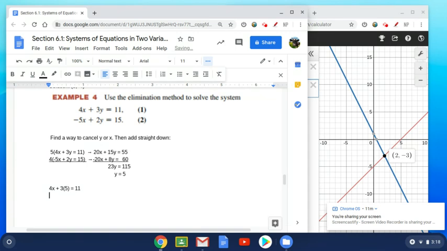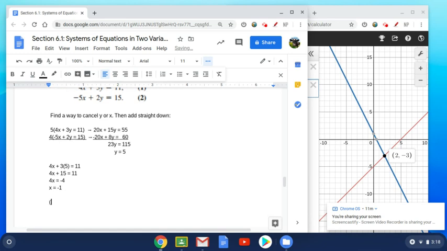Okay, so right there, that tells me I have 4x plus 15 equals 11, and I can solve for x now. 4x equals negative 4, and x equals negative 1. And again, as always, I write my answer as a point. So your final answer here is negative 1, 5.